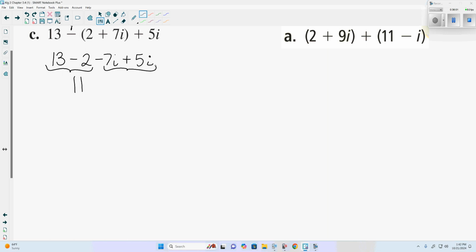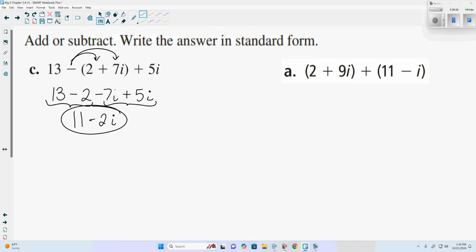Negative 7i plus 5i. Yes. Because we can say negative 7 plus 5, which is negative 2. Because with our addition and subtraction, we can treat it just like a variable. Even when we do multiplication, because i times i would be i squared, we can still treat it the same way we do a variable. The only big difference is that when we start talking about powers, when it gets bigger than 1, we do have to reduce it.